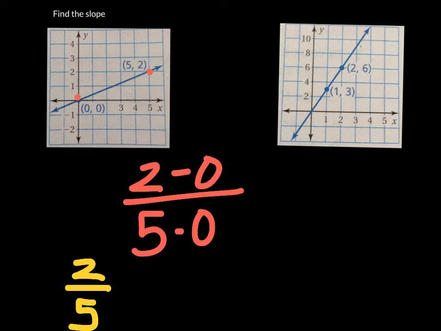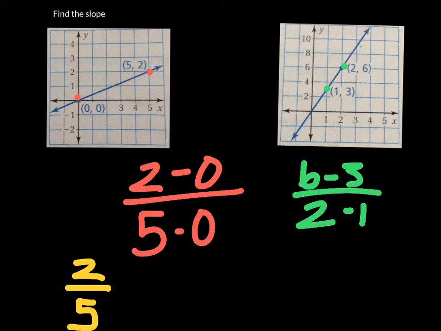Take a look at the next one and get your answer when you're ready to check. Pause the video. Okay, so 2, 6, and 1, 3. So we take our y, which is 6 minus 3, over 2 minus 1. So now this becomes 3 over 1, or just 3. Okay? So you guys are doing a great job.